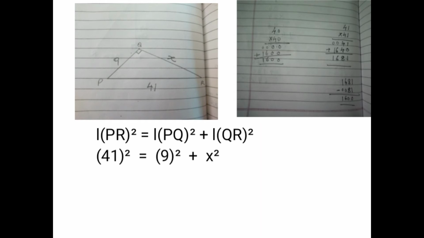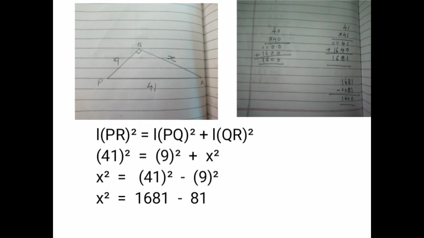41 square is equal to length of PQ, which is 9, so 9 square plus x square. X square is equal to 41 square minus 9 square. When you are finding side 2 over here, it becomes subtraction. Side 2 square is equal to hypotenuse square minus side 1 square. This is the formula of side 2 square. When you take 41 square to the right side, it becomes subtraction. When you find the other side, x square is equal to 41 square minus 9 square.